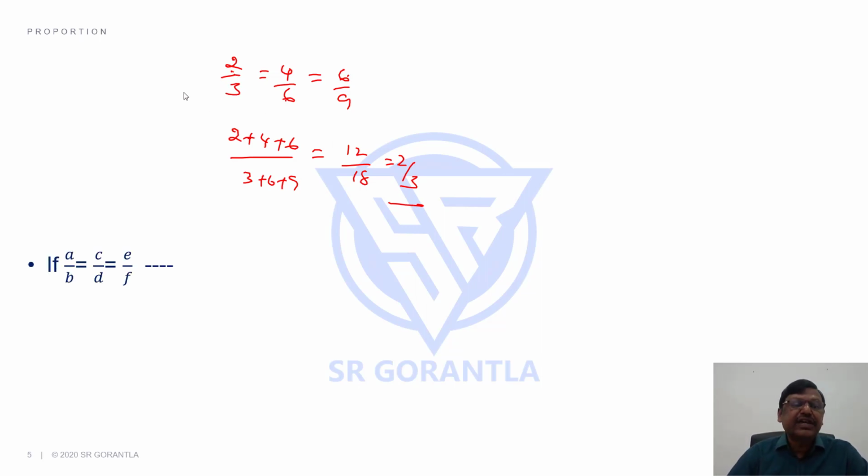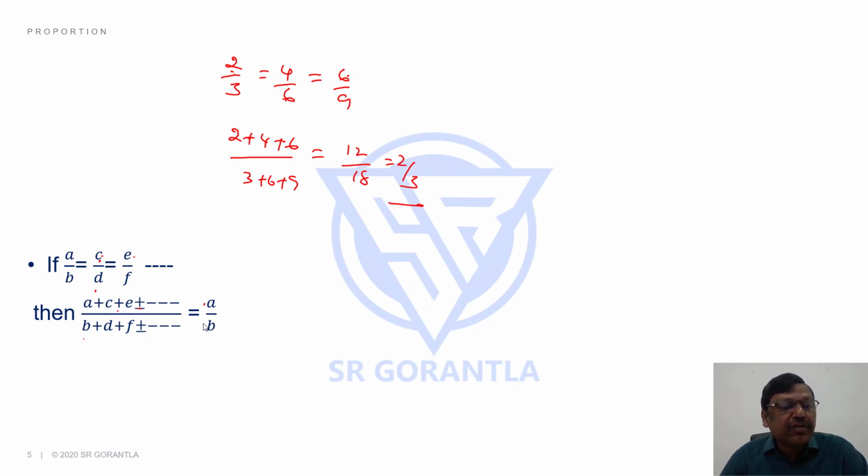That is nothing but equal to the original fraction. So that's why we say if A by B equals C by D equals E by F and so on, then the sum of the numerators, A plus C and so on, by the sum of the denominators will be equal to the original fraction itself, A by B.